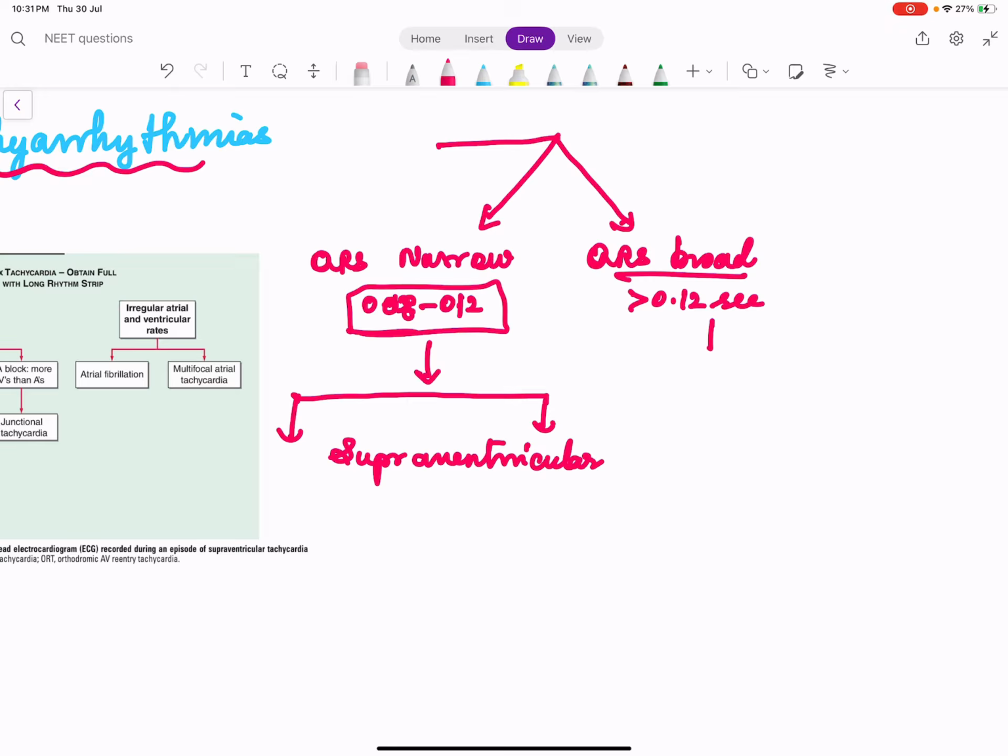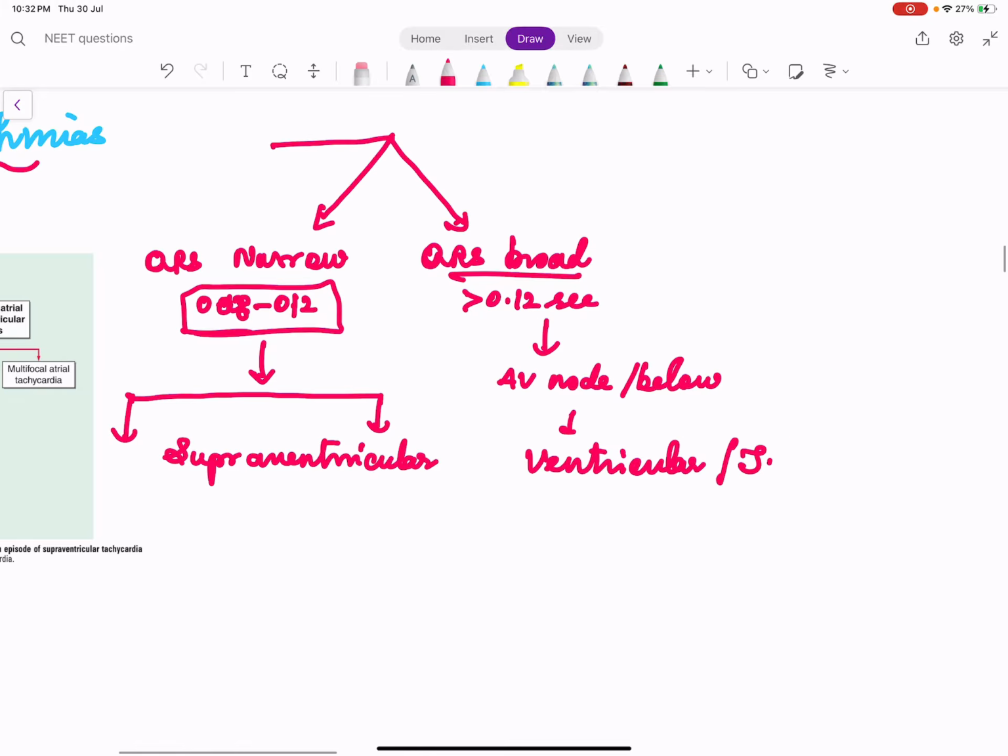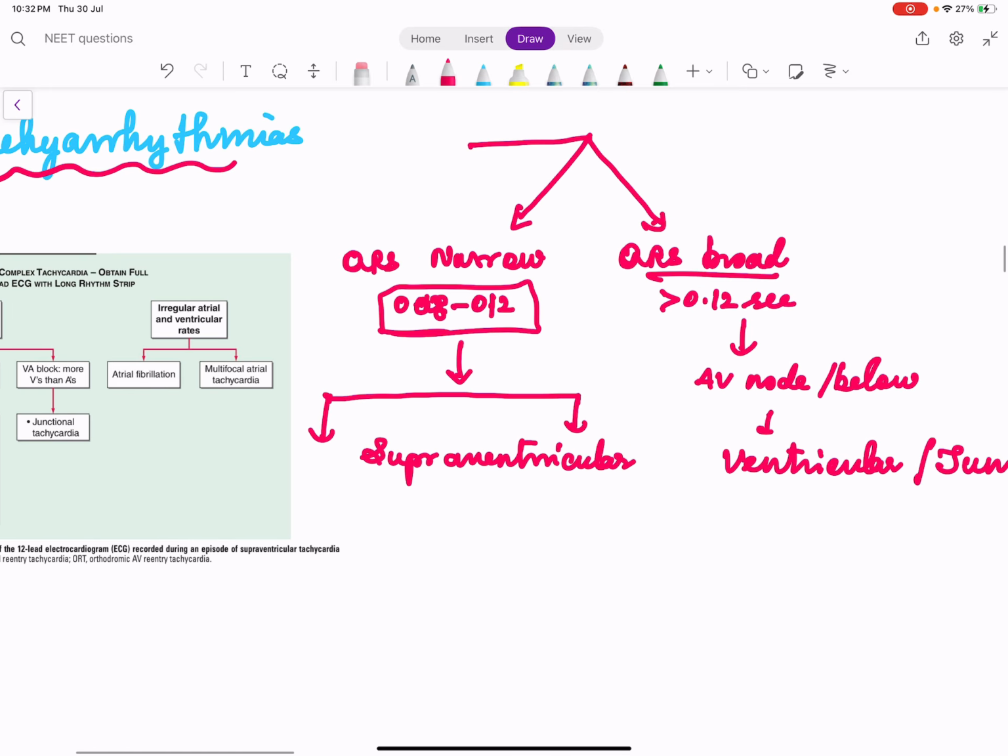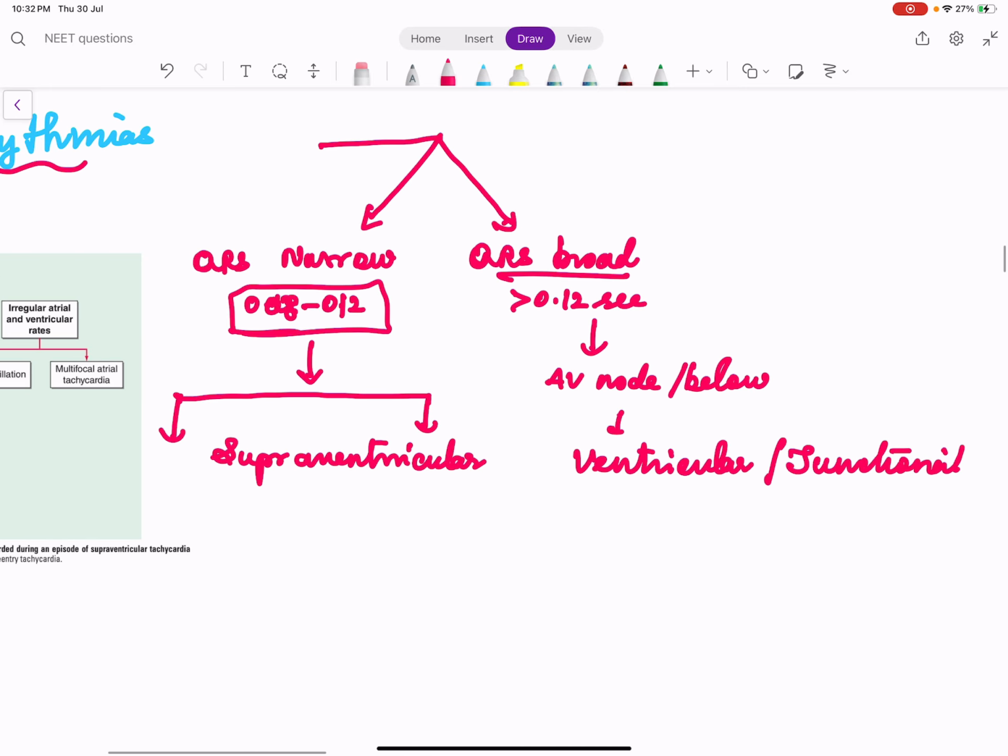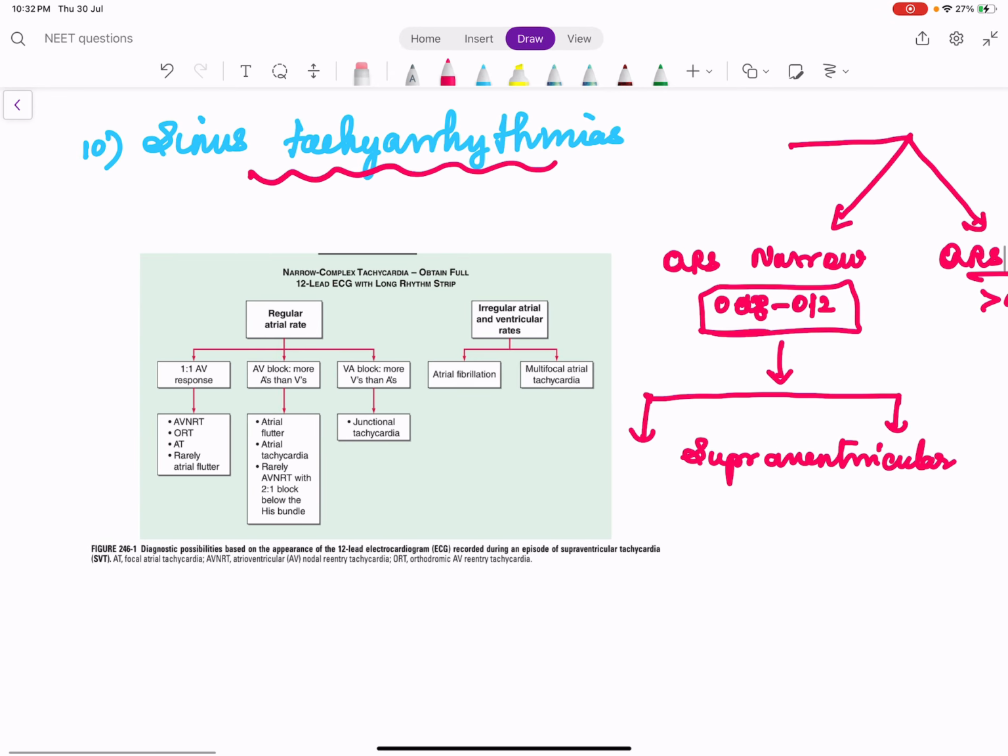If the QRS is broad, it means the conduction does not go through the His-Purkinje system. Instead, it goes through the slower ventricle to ventricle myocyte transmission. It means the impulse is originating from the AV node or below. So we call it a ventricular rhythm or junctional rhythm also. The AV nodal junction also gives rise to the same. So this is how you differentiate. Whenever there is a tachyarrhythmia, classify whether it is a narrow complex tachyarrhythmia or a broad complex tachyarrhythmia.